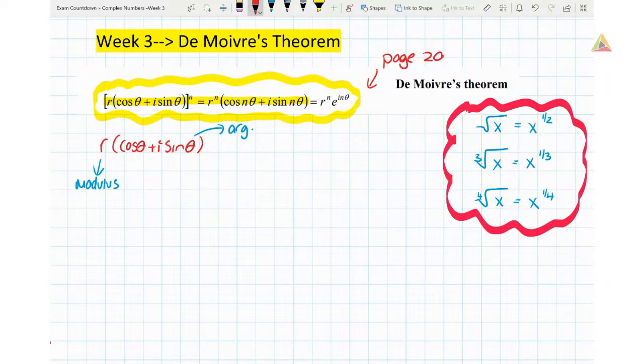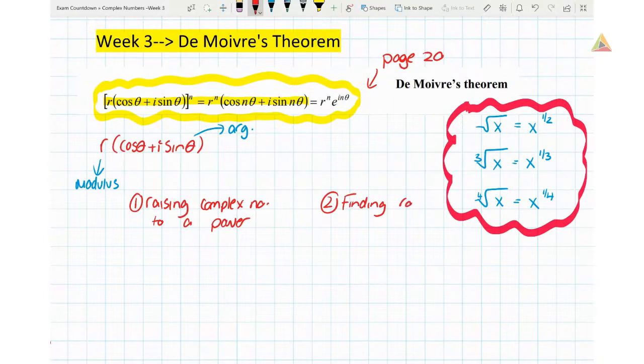So where do we use De Moivre's theorem? Well, you'll see from the formula up here, we use it if we're raising a complex number to a power. So we use it in two ways. The first way, raising a complex number to a power. And the second way we use De Moivre's theorem is for finding roots of complex numbers. We're going to look at both ways today by using a couple of exam paper questions as examples.